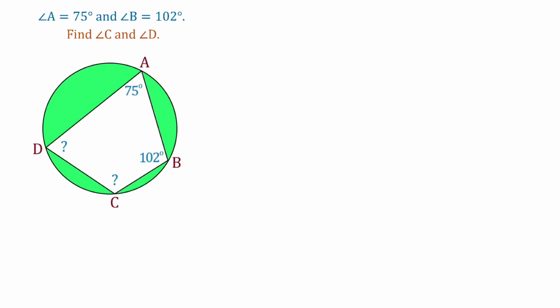Hello! In this figure, we have a quadrilateral inscribed in a circle. Angle A measures 75 degrees and angle B 102 degrees. We need to find the measures of angles C and D. To find these angles, we will use the following theorem.